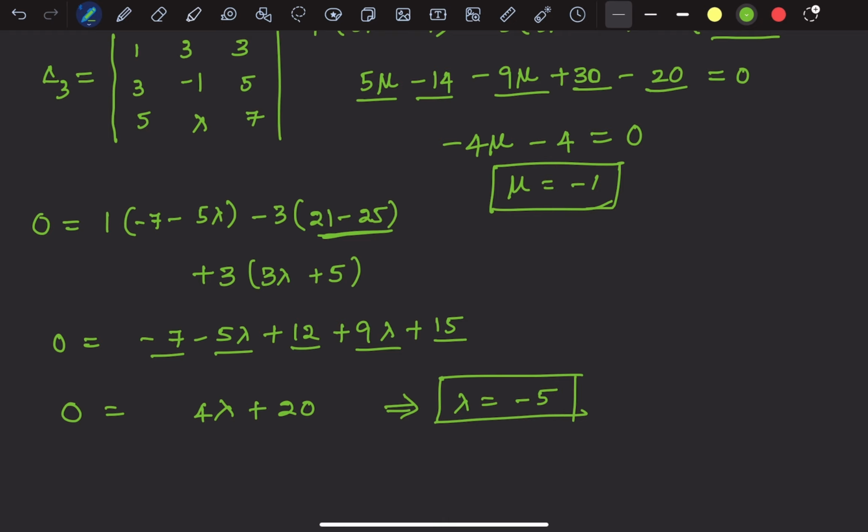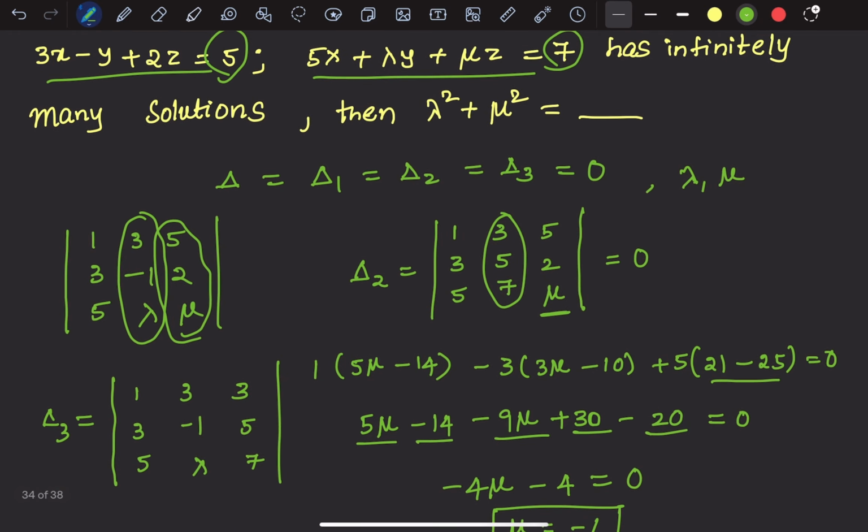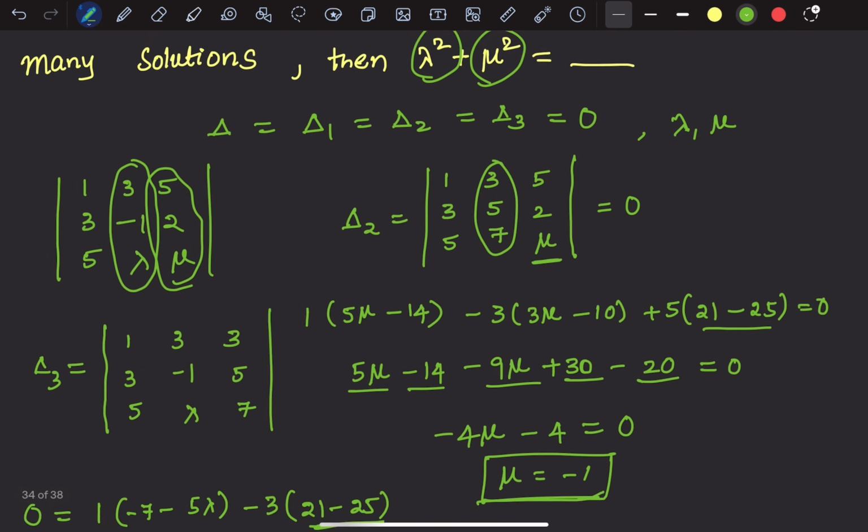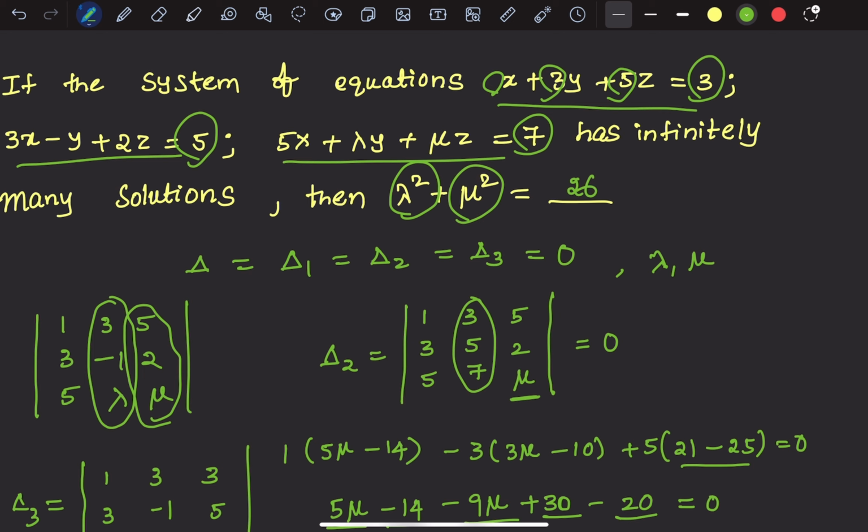So we have found both mu and lambda. We have to find lambda square plus mu square. That is minus 5 square plus minus 1 square, which is 26. So let us proceed to the next question.